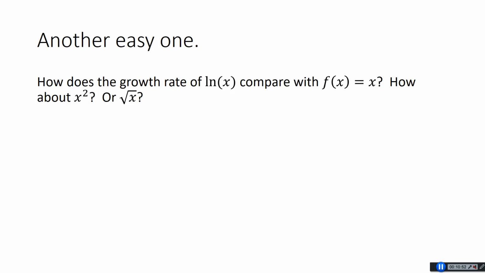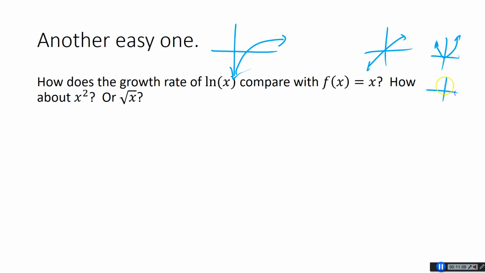How does the growth rate of natural log of x compare with x? How about x squared or root x? Okay, so we're going to try ln x. We know ln x goes very slowly, right? It's a concave down function. And when we think about x, x is linear, so I'm guessing that's going to grow faster. X squared is concave up, so I'm pretty sure that's going to grow faster. But root x is kind of an interesting one, right? Because root x also grows concave down. And the question is, does it grow slower or faster than natural log?